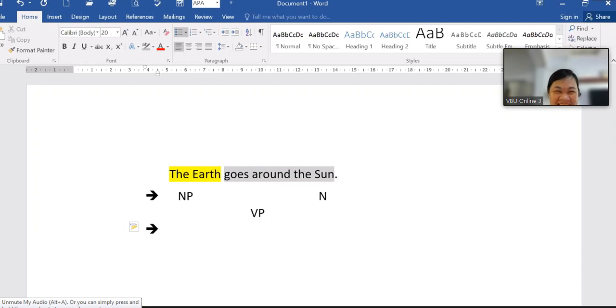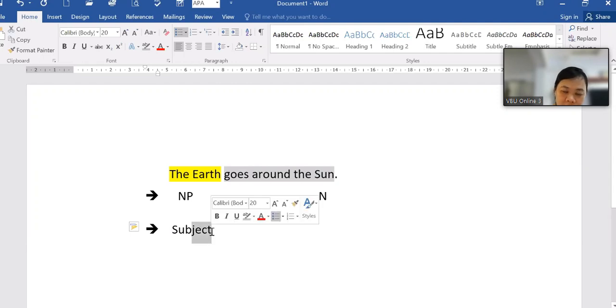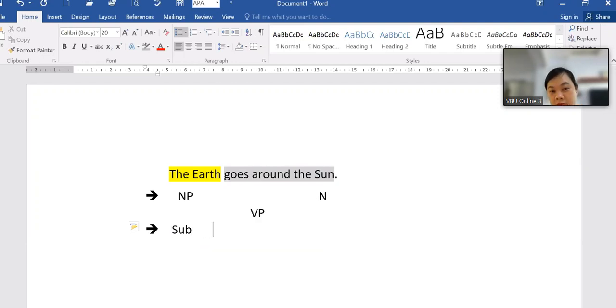The earth is subject. How about goes around the sun? Goes around the sun is object. Can you repeat the question? What is the role of goes around the sun? Predicate. Yes, good. Predicate.